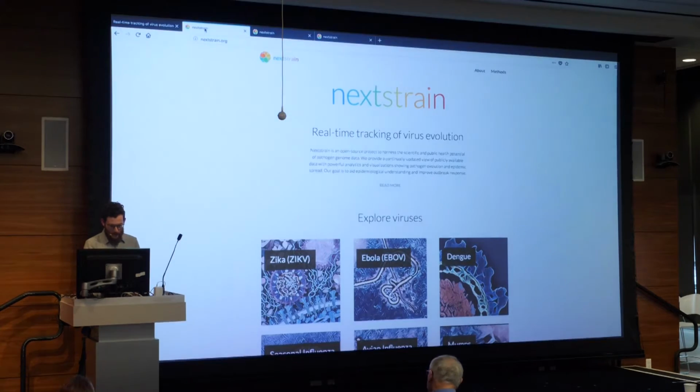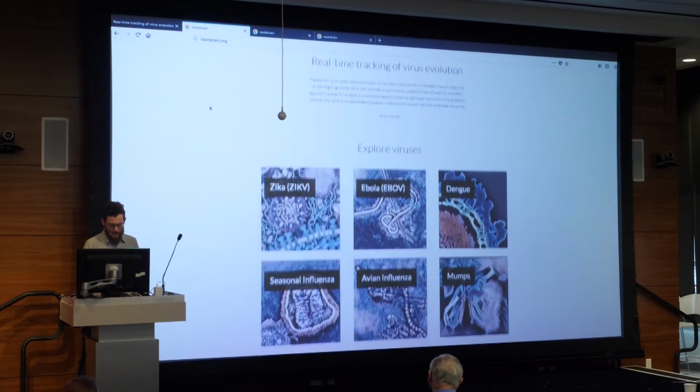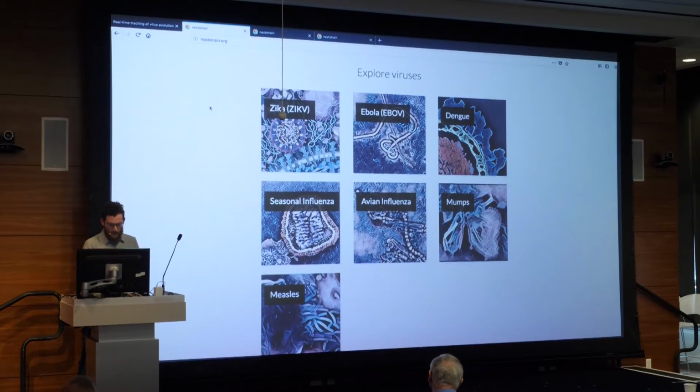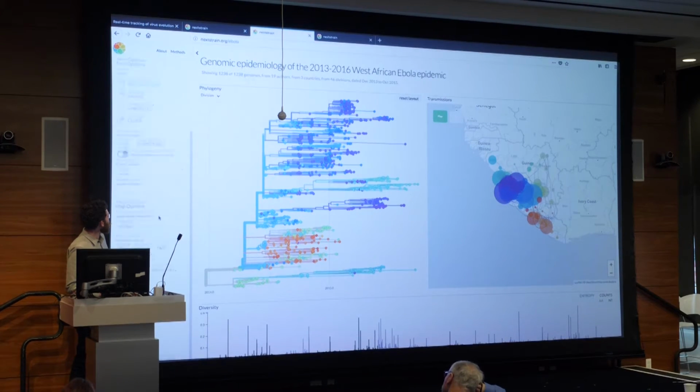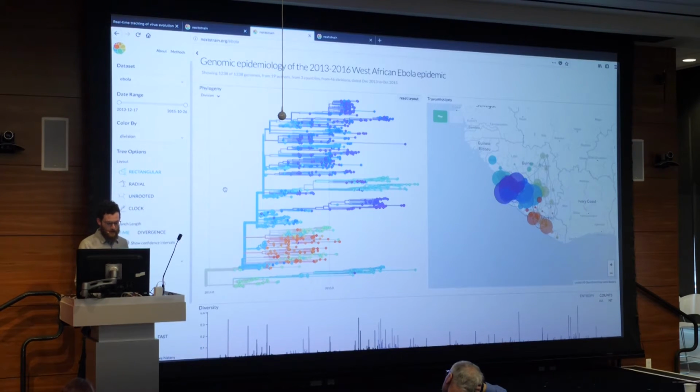So the landing page shows a number of different viruses that we're tracking. At the moment: Zika, Ebola, dengue, seasonal flu, avian flu, mumps, measles. If we look at any individual one, say Zika here, in general format we have a sidebar on the left, and these are all the different things you can manipulate in the app. And on the right are different visualizations.